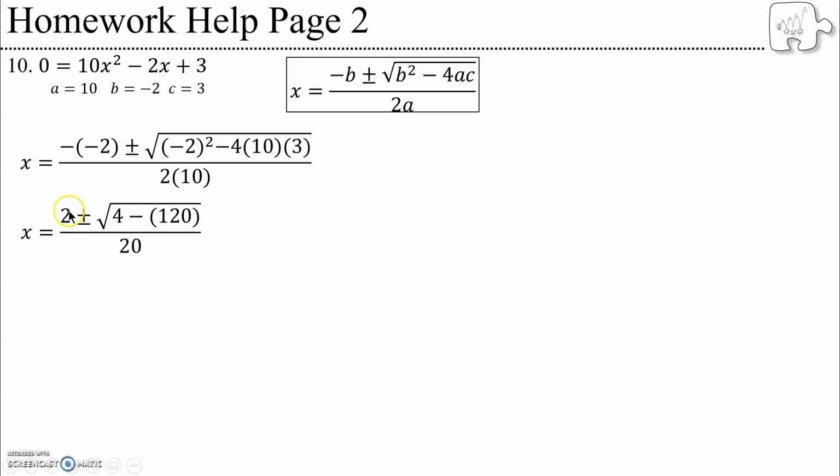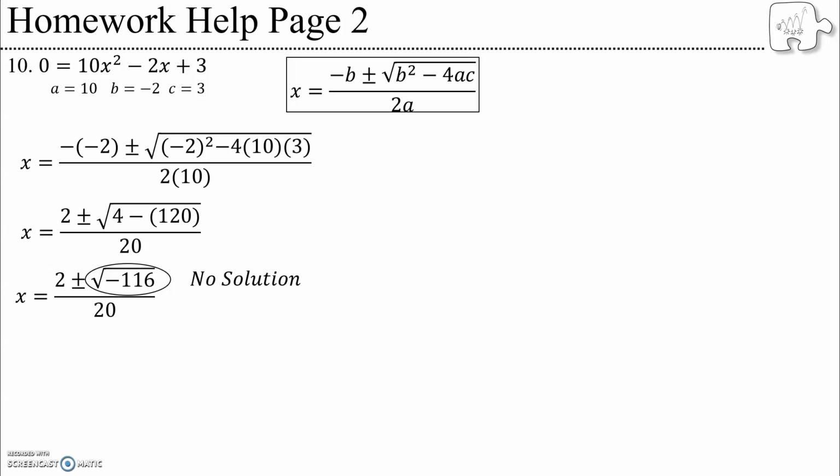Everything else stays the same, the 2 and the 20. So 2 plus or minus the square root of negative 116, over 20. Now if you were to plug this into your calculator, you would get an error because you can't take the square root of a negative. So because this is a negative, we just get no solution. That's all we have to do for problem 10. Since we see that we have no solution, we do not have to do anything further.